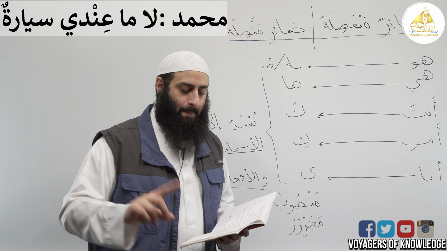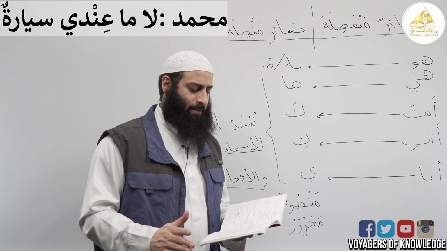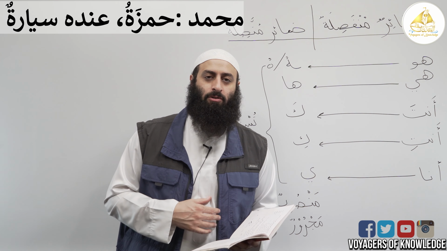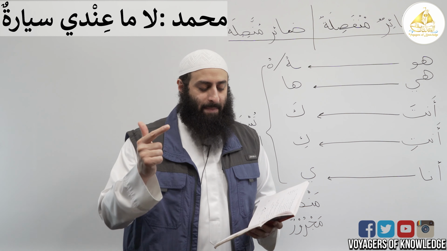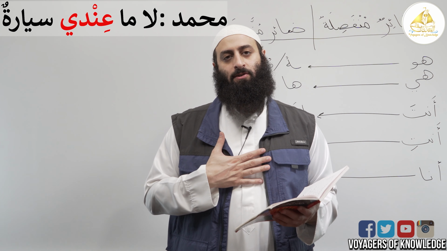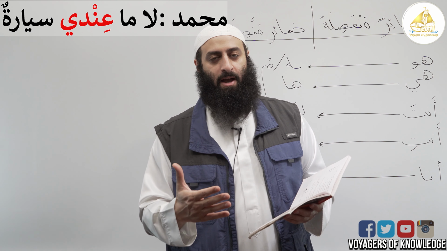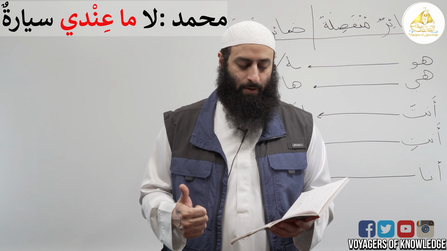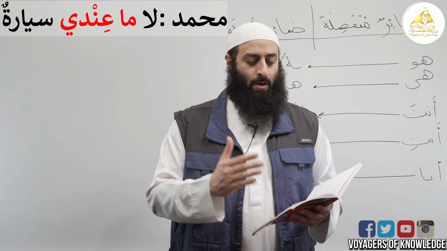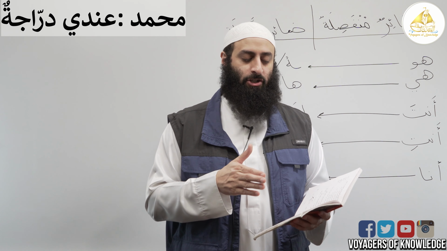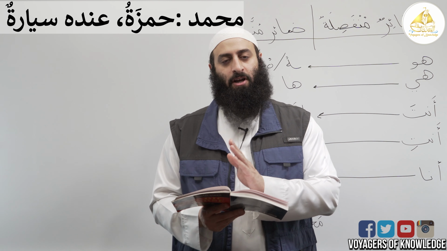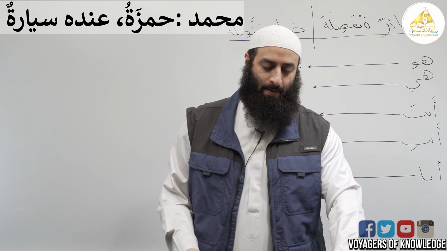He said, la ma indi sayyara. عندي دراجة. حمزة عنده سيارة. لا ما عندي سيارة. That says I do not have. عندي is I have, and then when you put ma there, it means I do not. ما عندي سيارة. I don't have a car. عندي دراجة. I have a bicycle. حمزة عنده سيارة. Hamza has a car.